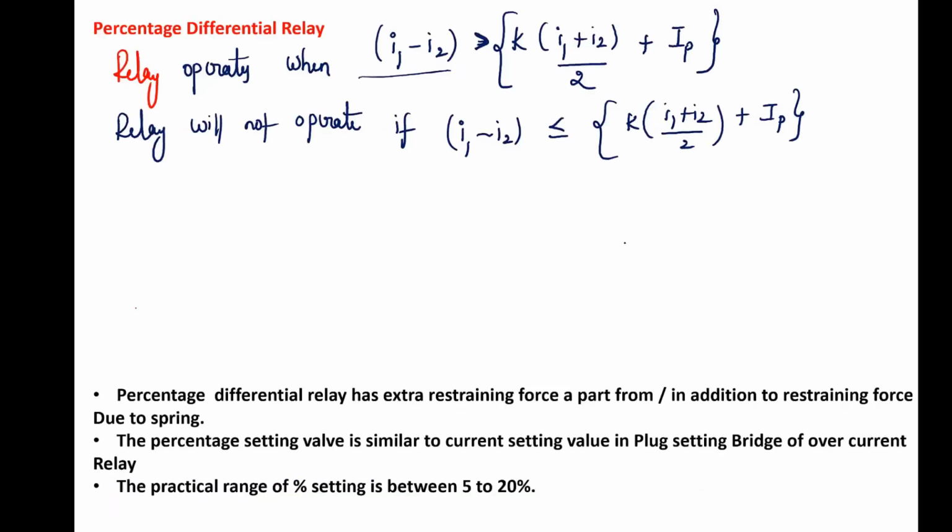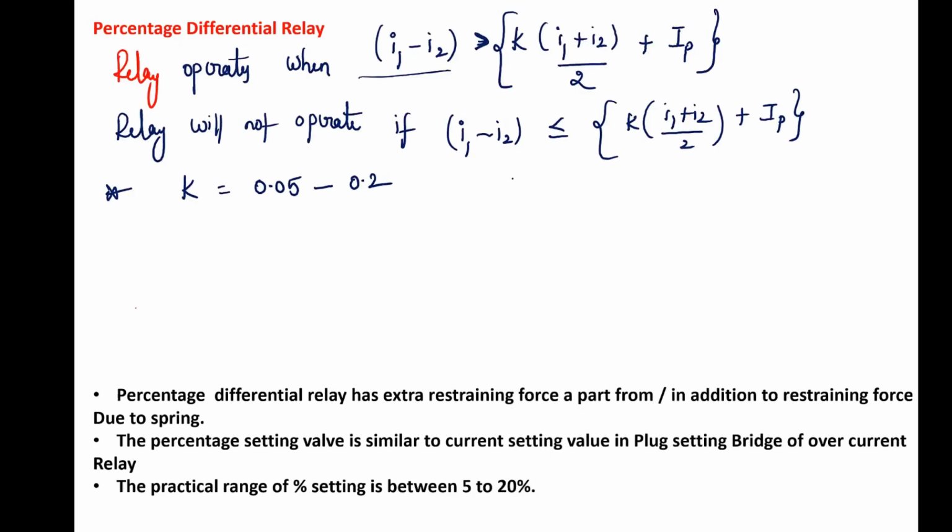Okay. The two important points are these. The K value, the bias value, will usually be in the range of 0.05 to 0.2. So when percentages are given, you have to divide by 100 to get the bias. Suppose someone tells you 20% bias. 20% bias means K value is 0.2. 10% bias implies K value is 0.1. Okay, that is the first point.